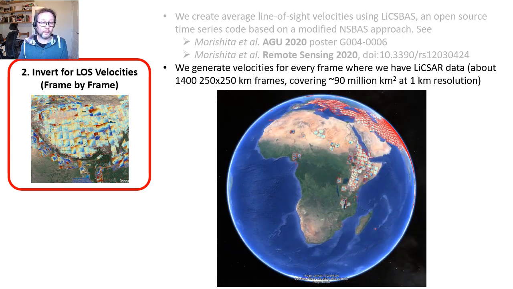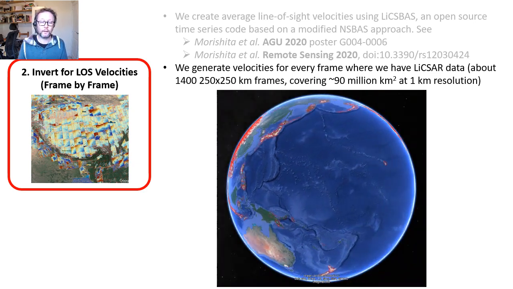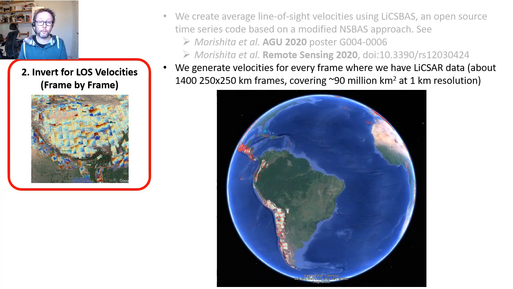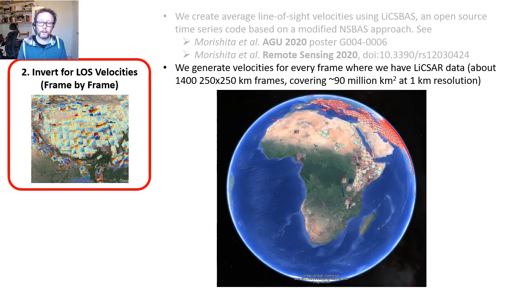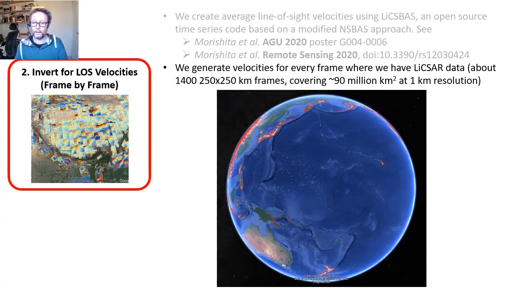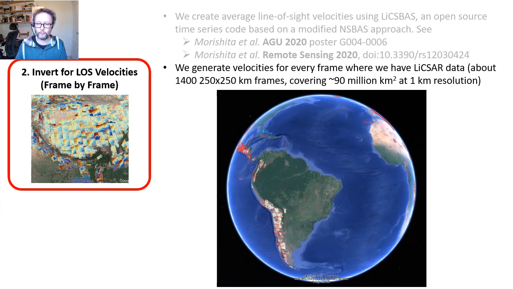We use LiCSBAS to generate velocities for every frame where we have LiCSAR data. So that's about 1,400 different 250 by 250 kilometer frames across the globe, covering a total of something like 90 million square kilometers. We do that in this automatic way, just at 1 kilometer resolution, just for efficiency.